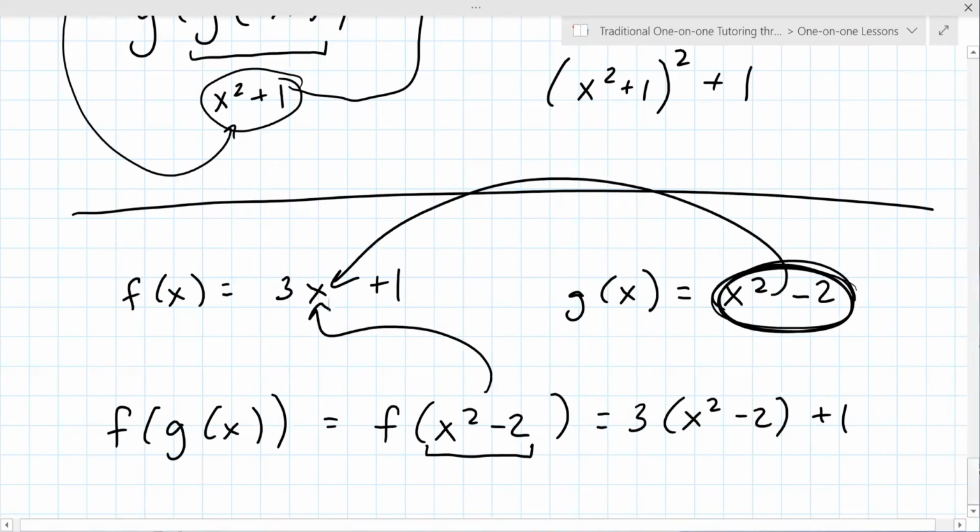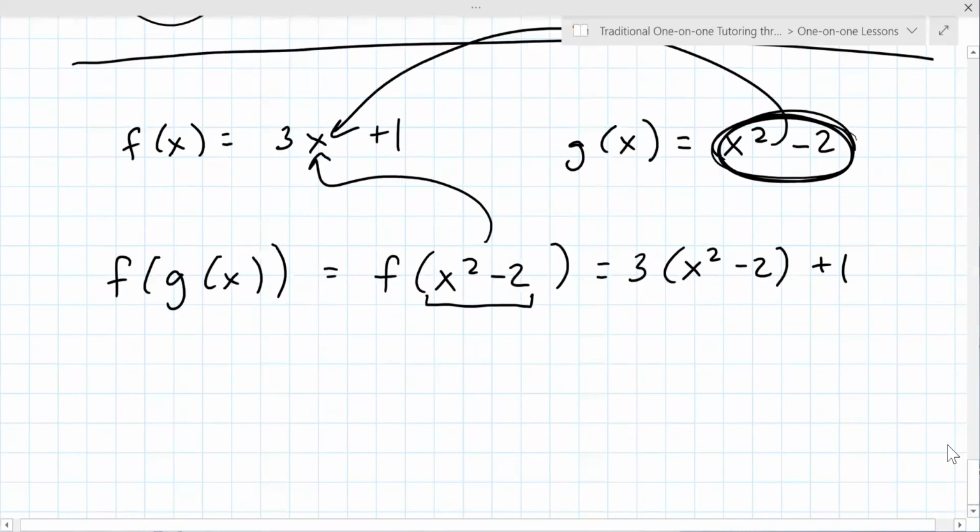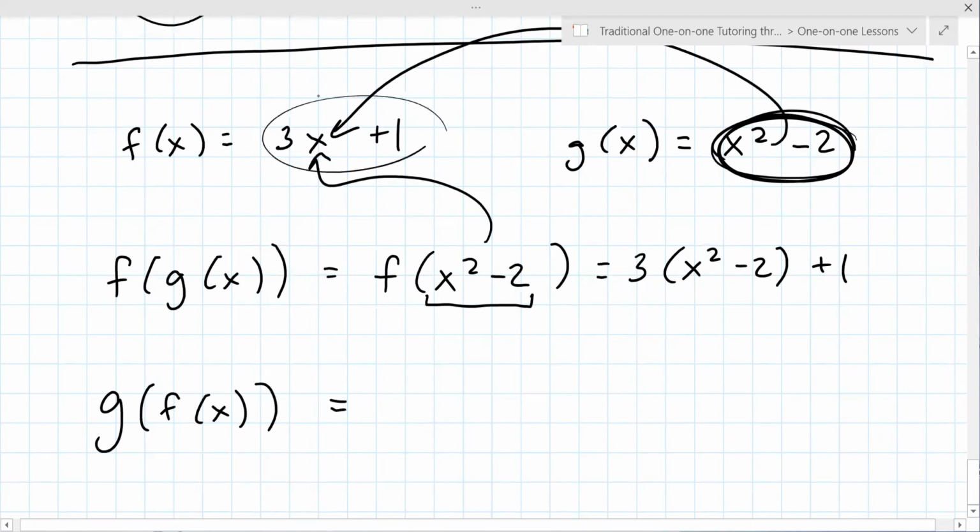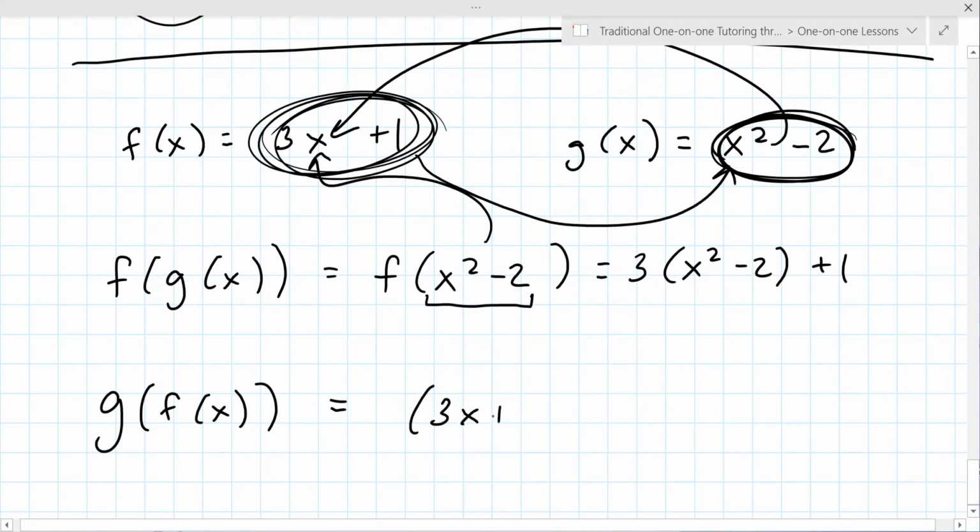Okay, but you got to be able to do it both directions. Let's go the other one. Let's go g of f of x. This says start with f of x, which is 3x plus 1, and put that in for x. So 3x plus 1 squared minus 2. Is that clear or not? Yes. Okay.